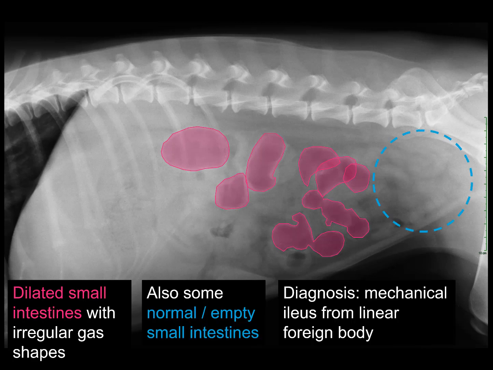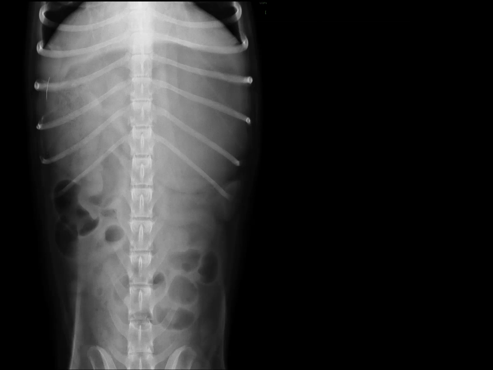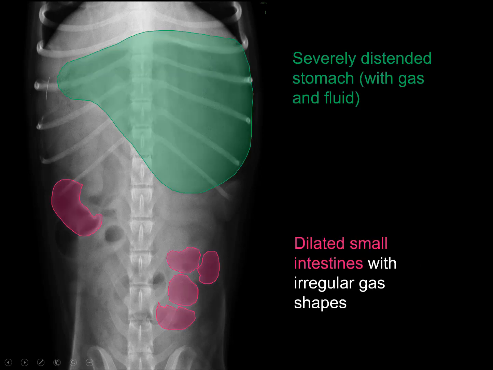Again, you can see that there are some normal ones, so we have two populations of small intestine indicative of an obstruction, regardless of linear or otherwise. Same dog, other view: giant distended stomach, variation in size, and then odd gas bubble shapes.